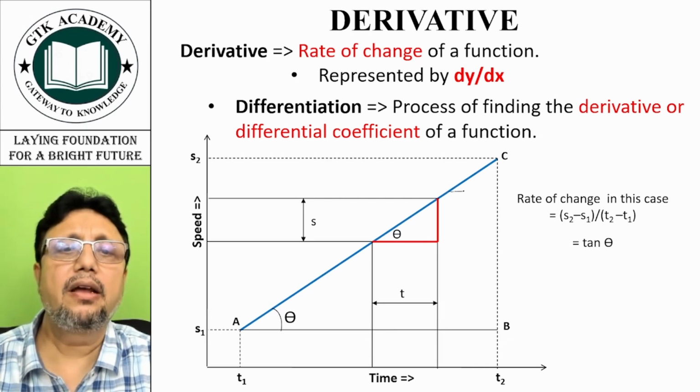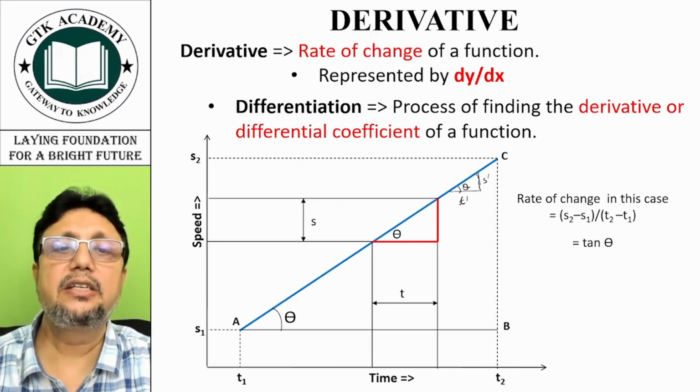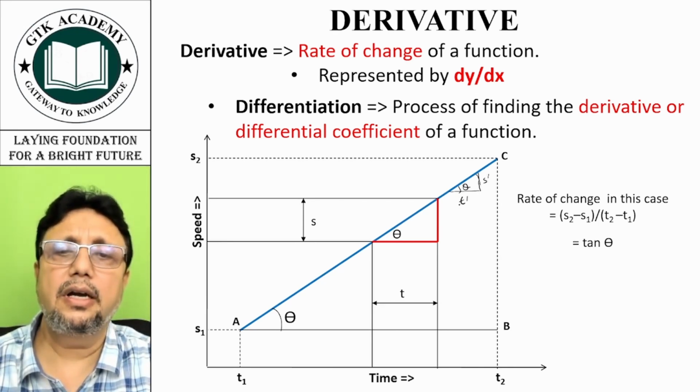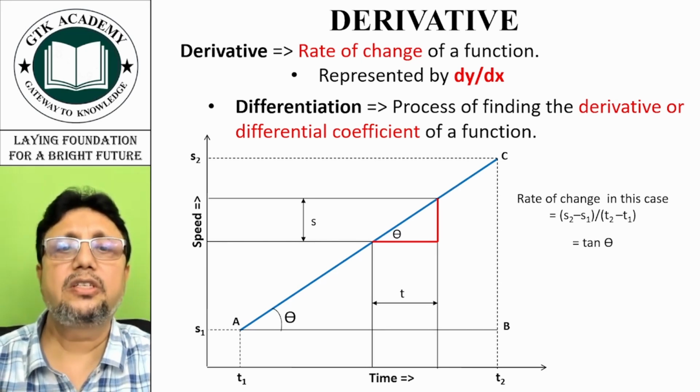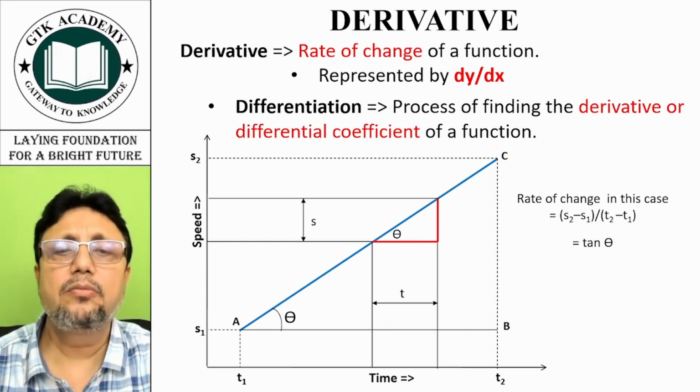You can take interval anywhere. Say you take an interval here, t dash and speed change s dash. Again, this angle is theta. So s dash upon t dash is again tan theta. So similarly, you can take interval of time anywhere in this figure, and you will find that the rate of change is constant because slope of this line is constant. It's a straight line.